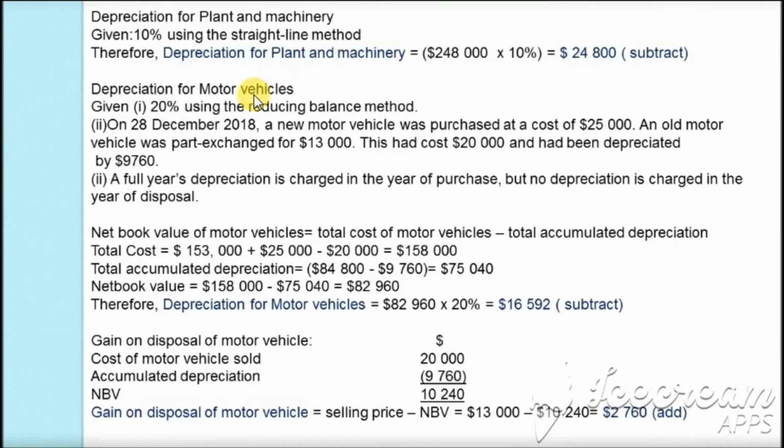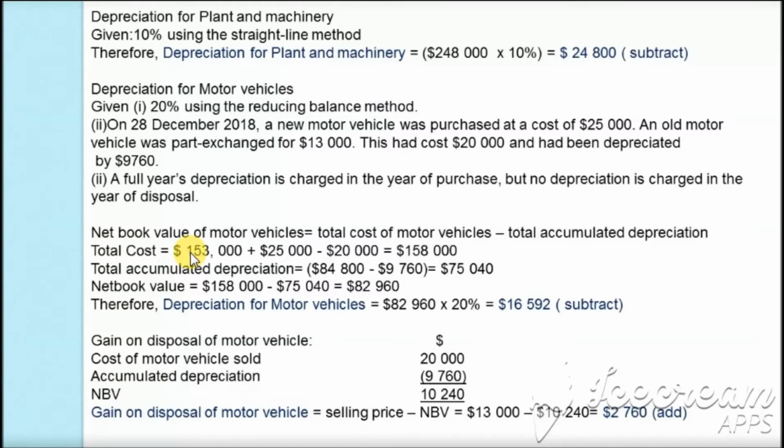Then we are going to depreciate the motor vehicles. It is given that motor vehicles are depreciated by 20% using the reducing balance method. For the reducing balance method, we need to calculate the net book value of motor vehicles, which is calculated by taking the total cost value of motor vehicles and subtracting the total accumulated depreciation.